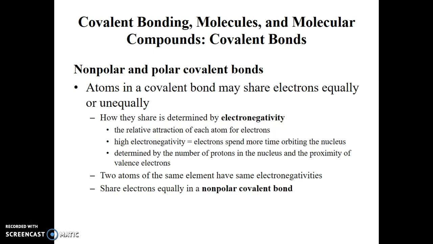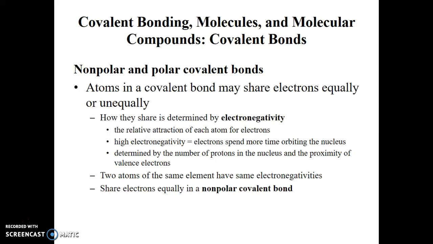Sometimes we share electrons, but we don't share equally. So polar covalent bonds are unequally shared covalent bonds, whereas nonpolar covalent bonds are equally shared covalent bonds. Typically, to determine if you have a polar or a nonpolar covalent bond, you look at the electronegativity of each of the atoms.